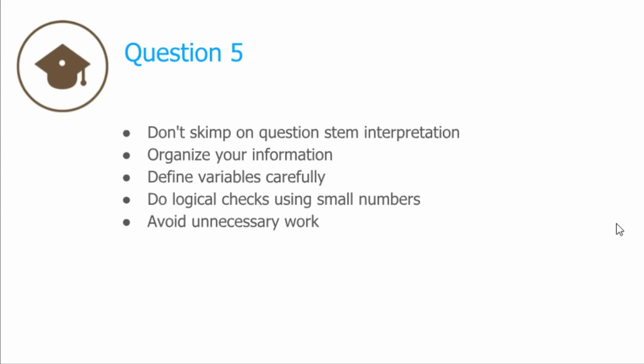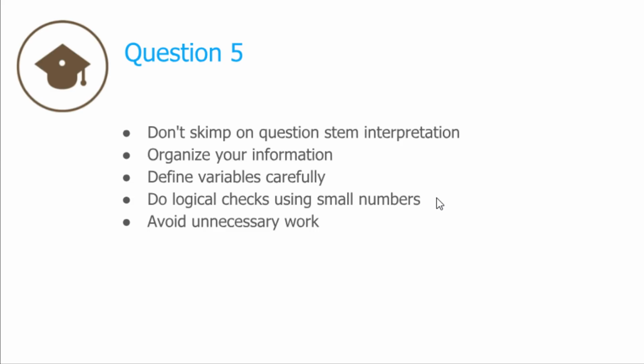All right, what do we learn from this question? Don't skimp on question stem interpretation. So many students read this and they don't recognize that R to S and S to R have the same variables, and that really messes them up here. We also want to be sure that we're organizing our information, so here taking our ratios and turning them into fractions that we can more easily use. We also want to be sure to define our variables carefully. Kind of talked about this already.